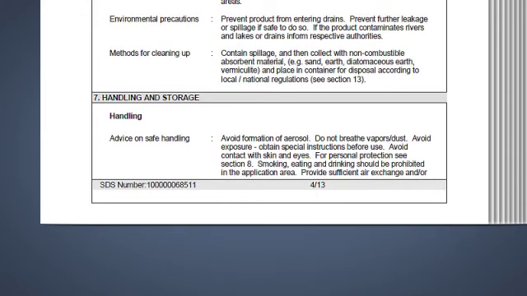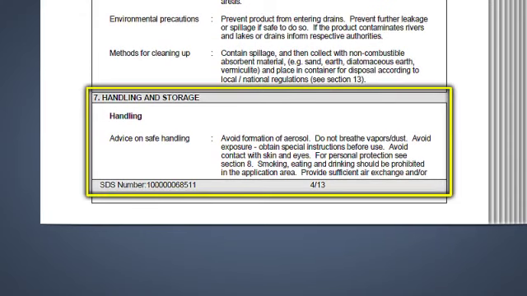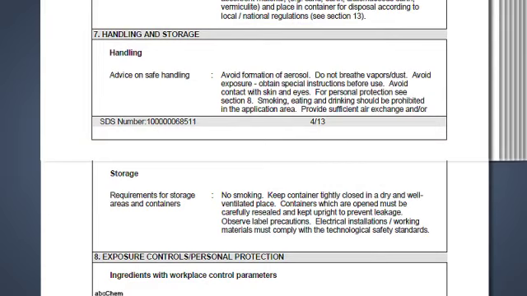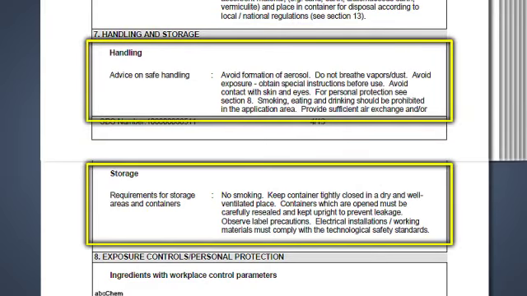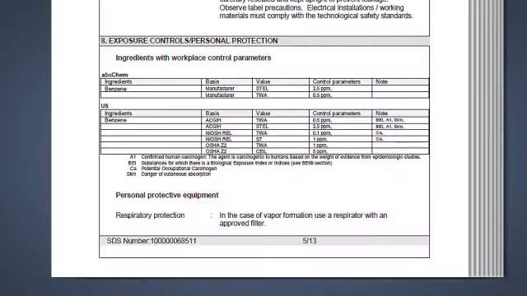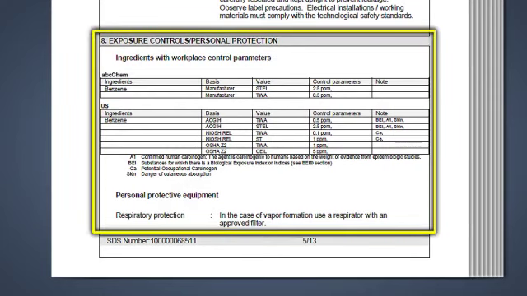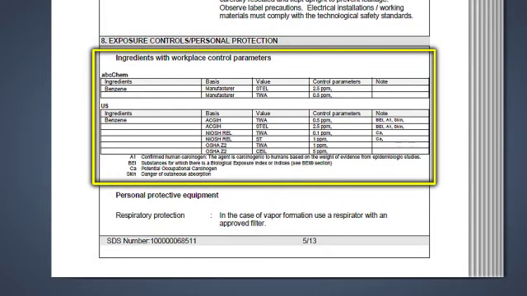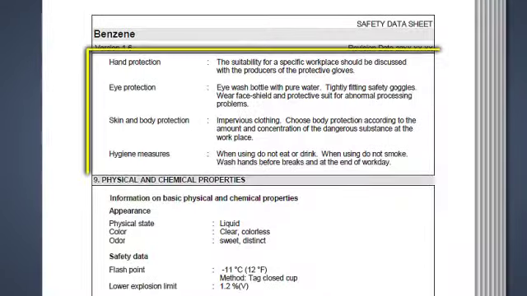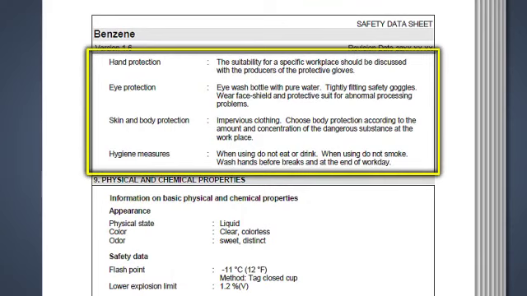Section 7. Handling and storage. Lists precautions for safe handling and storage. Section 8. Exposure controls, personal protection. Lists exposure limits, engineering controls, and protective measures to minimize the risks of exposure.